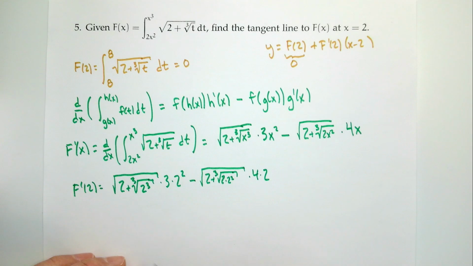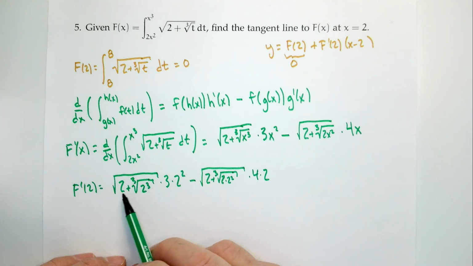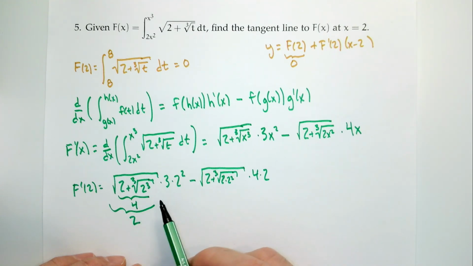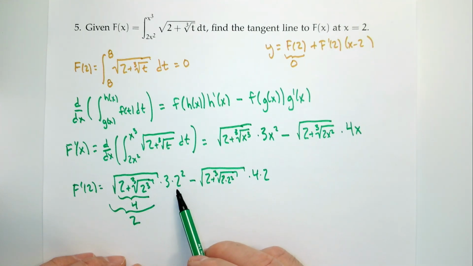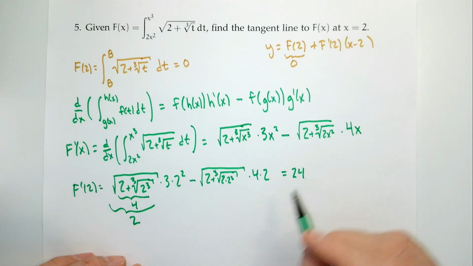Well, let's start peeling our onion here. I take 2 cubed, then I take the cubed root of that. That's going to end up being 2. So you can think of it as cubed root of 8 is 2. 2 plus 2, so the inside is 4. Take the square root, you end up with 2. So we have 2 times 3 times 4. So that's going to give us 24.